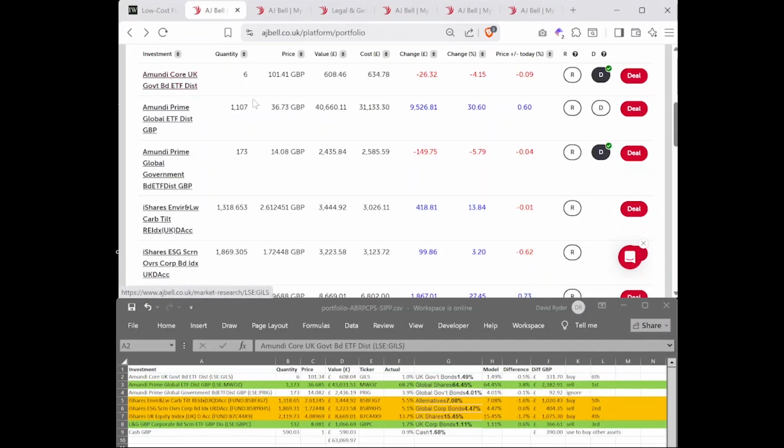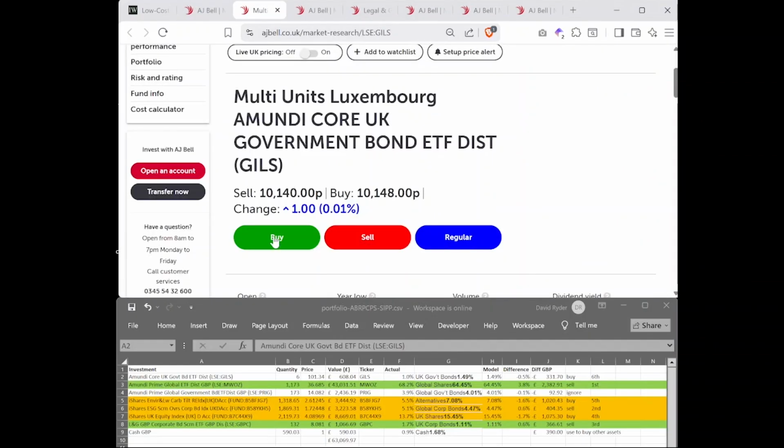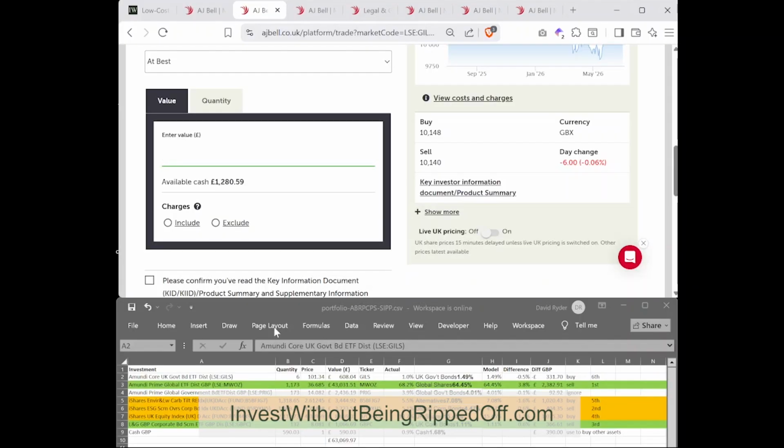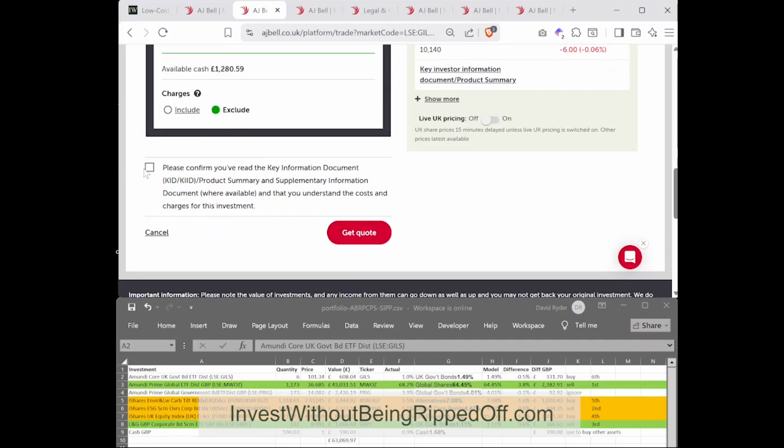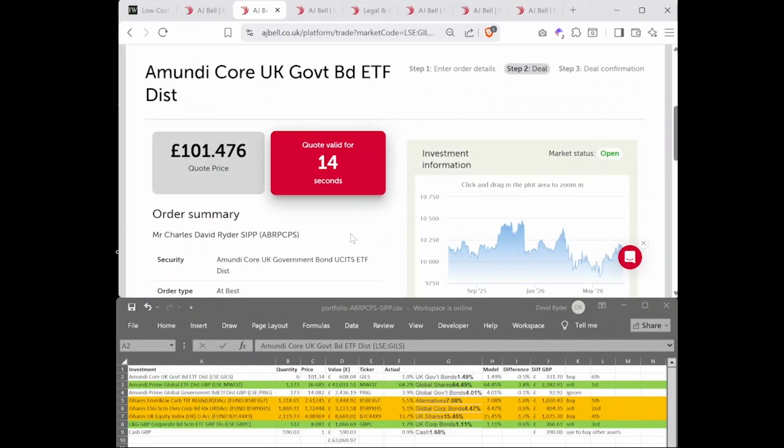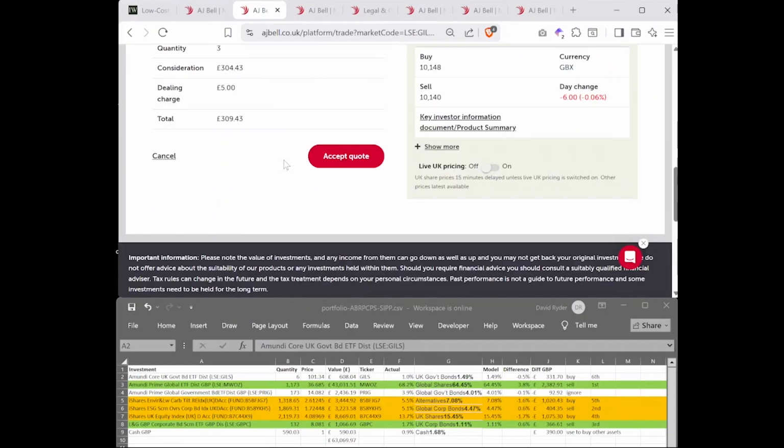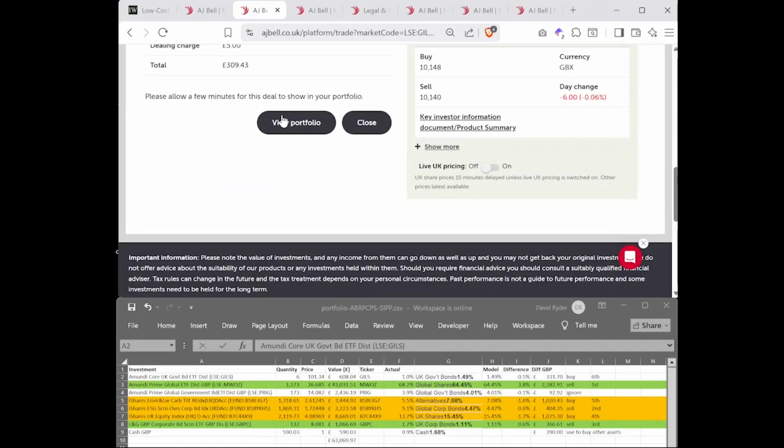And there it is. I have 6 units there, and I want to buy around £330 worth. So let's click on that. And we want to buy. I want £330 worth, call it 332. We will exclude the fees, dealing charge, whatever it happens to be. I have read the KID documents and I want a quote. And this one, being an ETF, just gives me the price straight away per unit. I'm happy with that. Accept quote and view the portfolio.